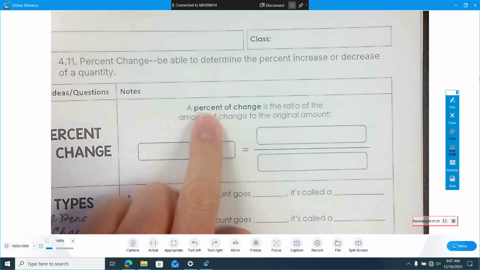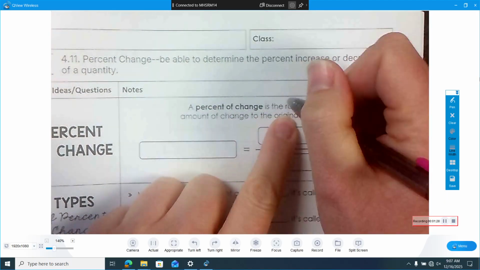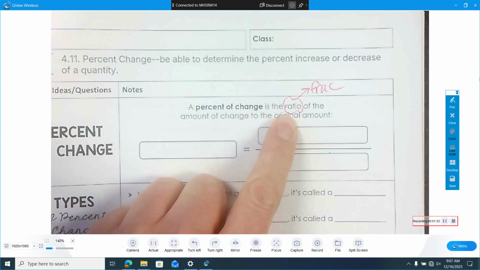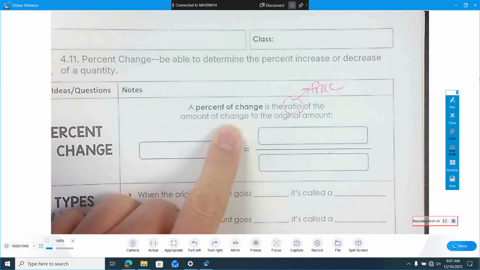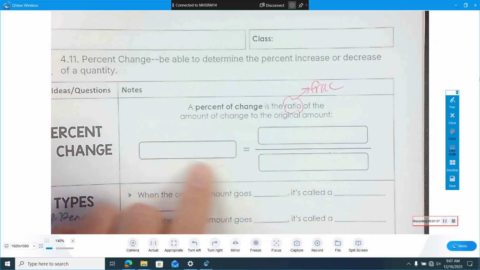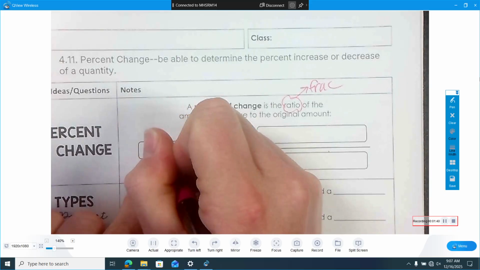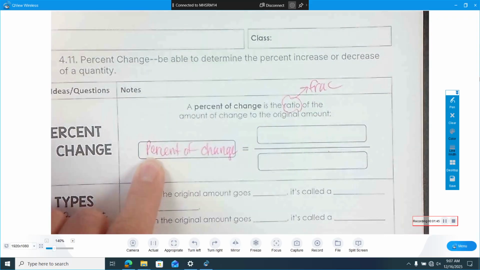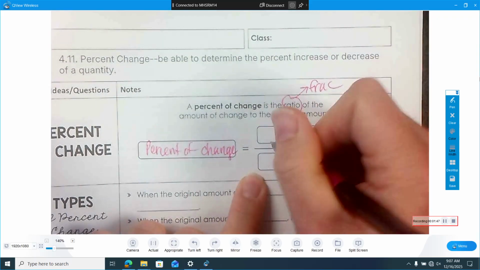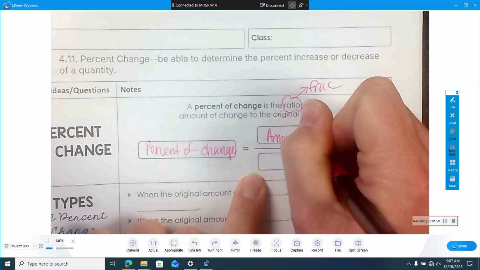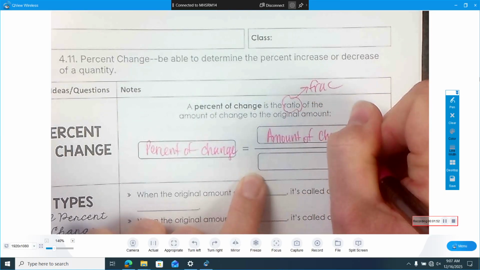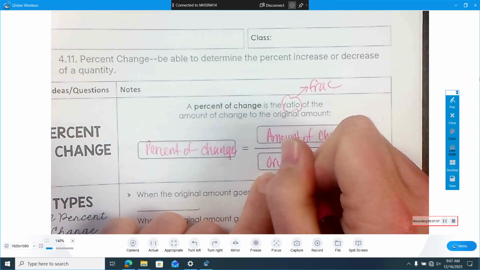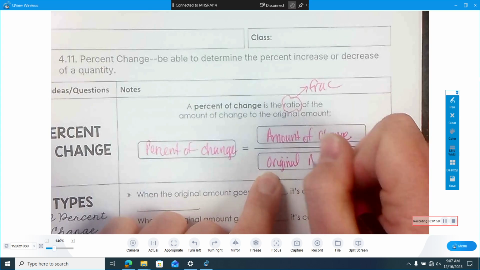So a percent of change is the ratio. Remember, a ratio is just a fraction. A ratio of the amount of change in comparison to the original amount. So the percent of change is equal to the amount of change, how much something is changing, over the original amount.